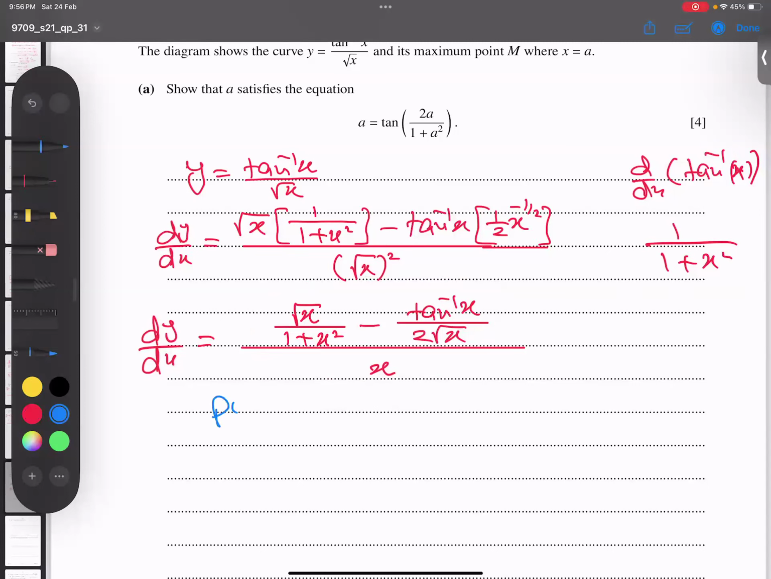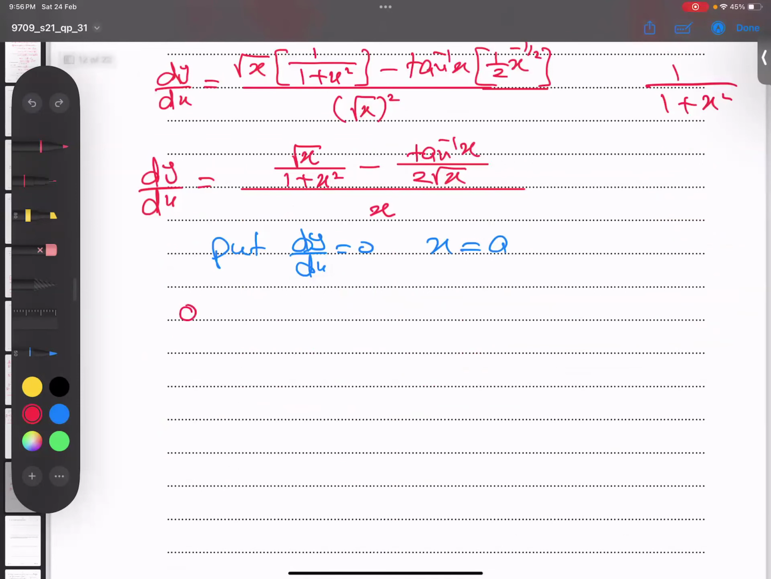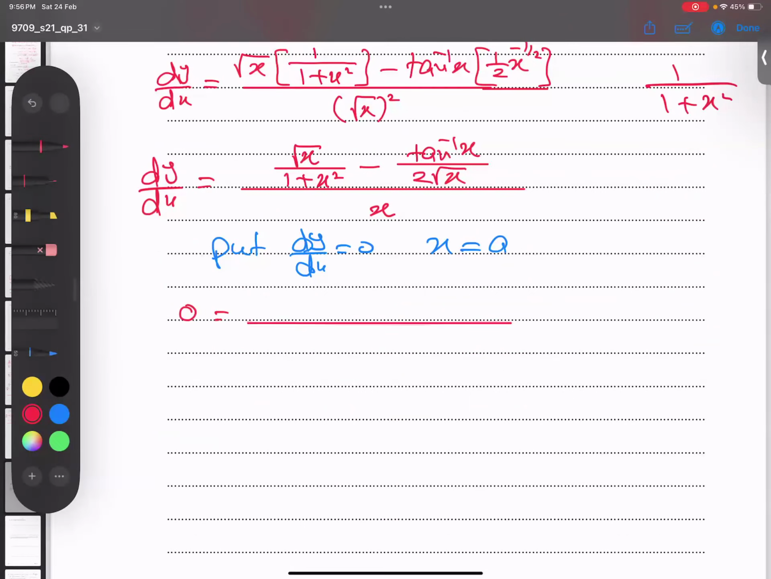What I'm going to do is put two things together: the derivative is equal to 0 and the x value is equal to a. How come? Because he mentioned that the stationary point is at x equal to a. So I'm going to plug in derivative 0, a very clear approach. Each x I replace by a. So root a over 1 plus a square minus tan inverse of a over 2 root of a, and here also a. But you know, student, this a into 0 will finish automatically. I get root of a over 1 plus a square minus tan inverse of a over 2 root of a.